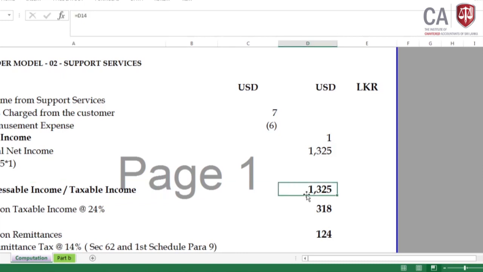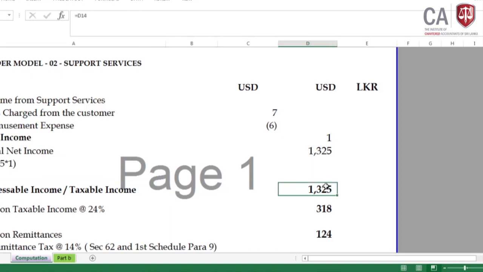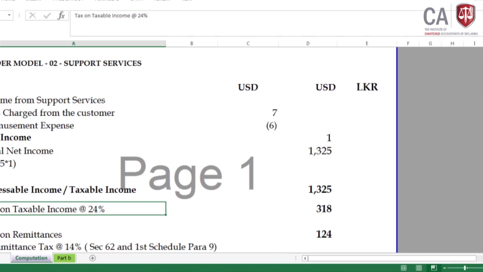This is because for taxation purposes we cannot go for the net profit or net income. We should go by the assessable income and the taxable income. This is assessable income from business, assessable income or business income, it's the same. Meanwhile no adjustments to the business income to total assessable income and assessable income to taxable income, no deductions from AI. Then tax on taxable income at the rate of 24%.